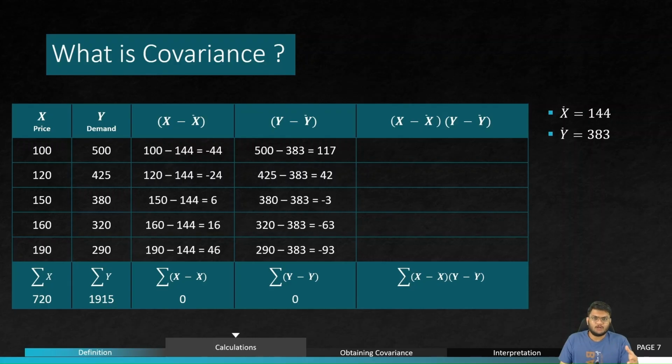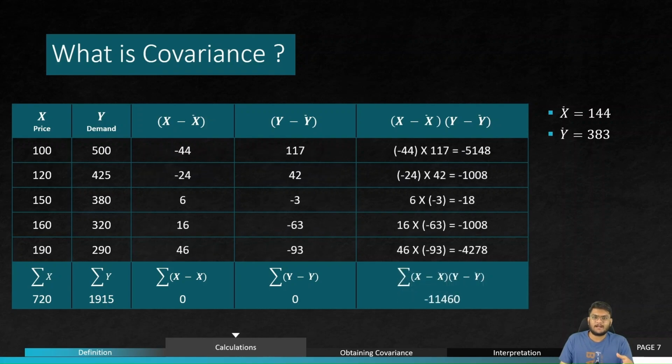Now for the last column, we will multiply x minus x bar into y minus y bar. So first value is minus 44 into 117, that will be minus 5148. The next value is minus 24 into 42, that is minus 1008, and so on for the rest of the values. And we will obtain sigma x minus x bar into y minus y bar, that is minus 11,460. Now we have prepared the table and we got all the values we need.